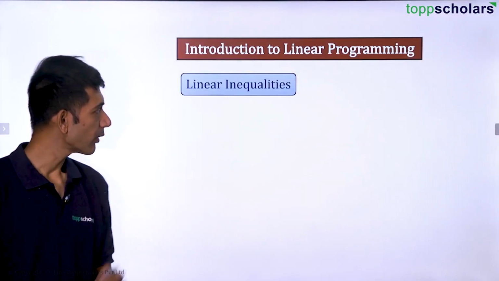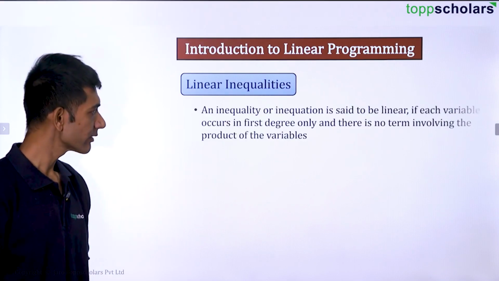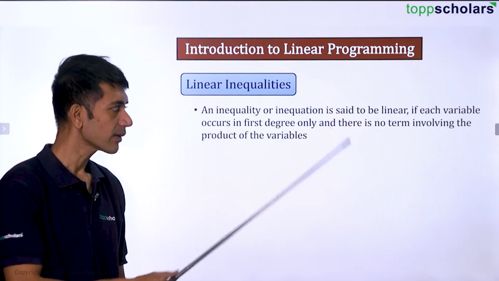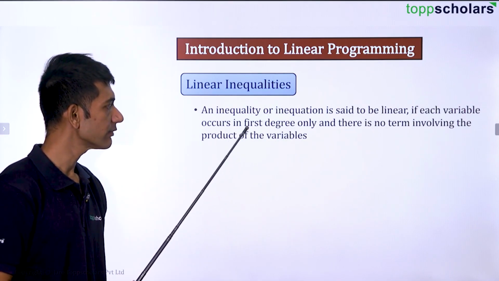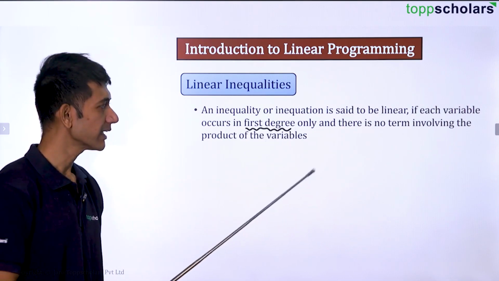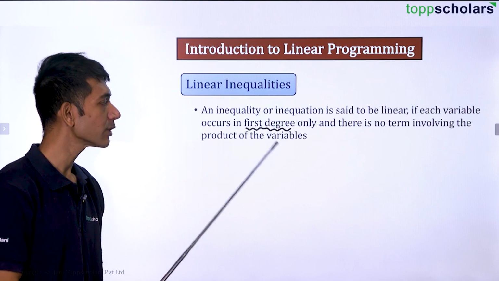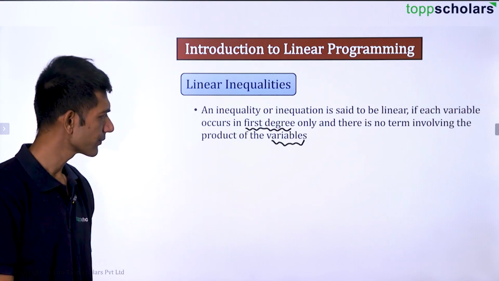Now let us talk about linear inequalities first. What exactly are linear inequalities? An inequality or an equation is said to be linear if each variable occurs in first degree. So what is the condition? That the variable occurs in first degree and there is no term involving the product of the variables. We'll see some examples based on it.